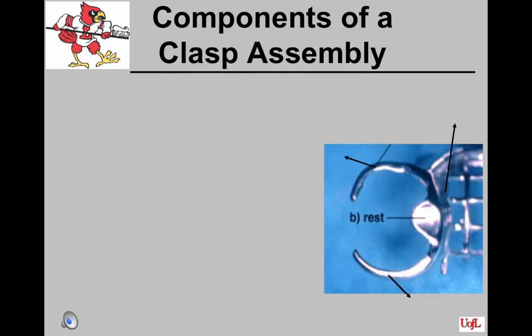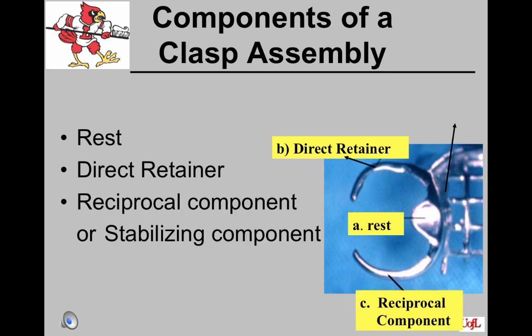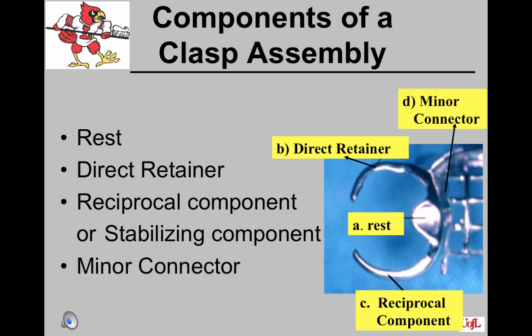There are four components of a clasp assembly. First, you have the rest, the direct retainer, the reciprocal component, which may be an arm or plating, and the minor connector, which leads up to the rest, which is usually represented by our guide plane.